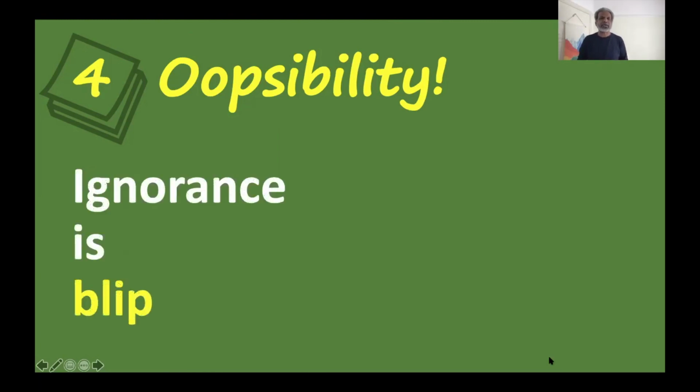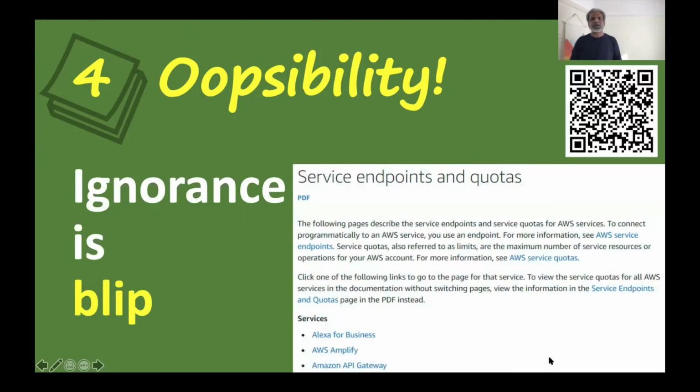So the 4th one, ignorance is no longer a blessing. So know the service quotas. There is a document which lists all the different AWS services and the quota limits. Important to know, especially as I talked about the high load issues. Even simple things like timeouts: how do you keep your API Gateway in sync with your Lambda when they have different timeout settings? So if you're not aware of these things, please make sure that as you bring each service into production, you go through them and get comfortable.